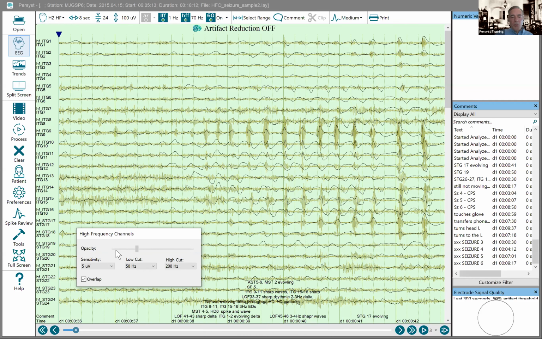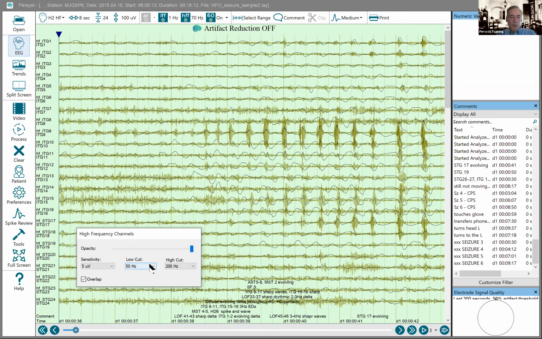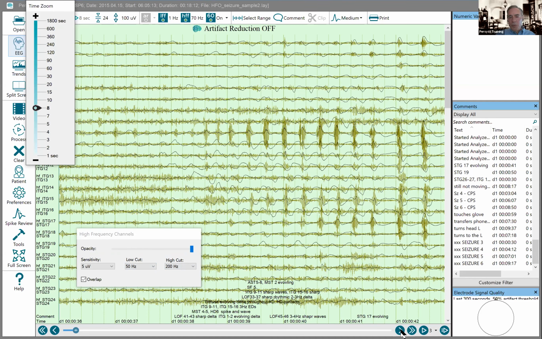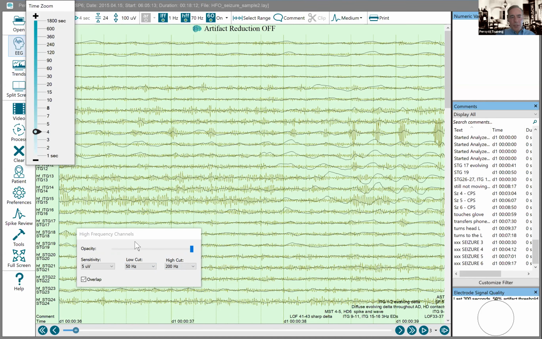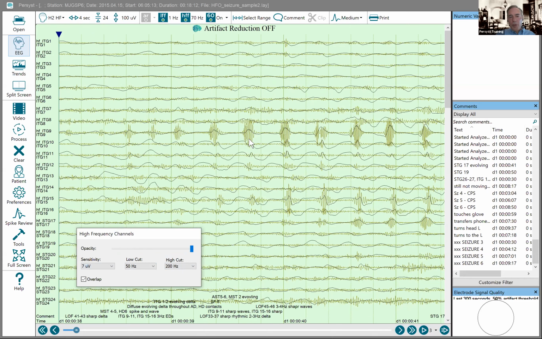When I move the slider to the right, it fades in the high frequency, and I've selected filters at 50 to 200 hertz, but you can select a range of low cut and high cut filters to modify that. Let's go ahead and change the time scale here. I'm at 8 seconds. And we'll move over a little bit. So I can see with each one of these spike discharges, we have a burst of phase locked high gamma. If I wanted to measure the frequency of these, I can just go to the tools menu, grab quick stats, drag a box around it, and I can see that's 81 hertz. And you can get some amplitude information as well.